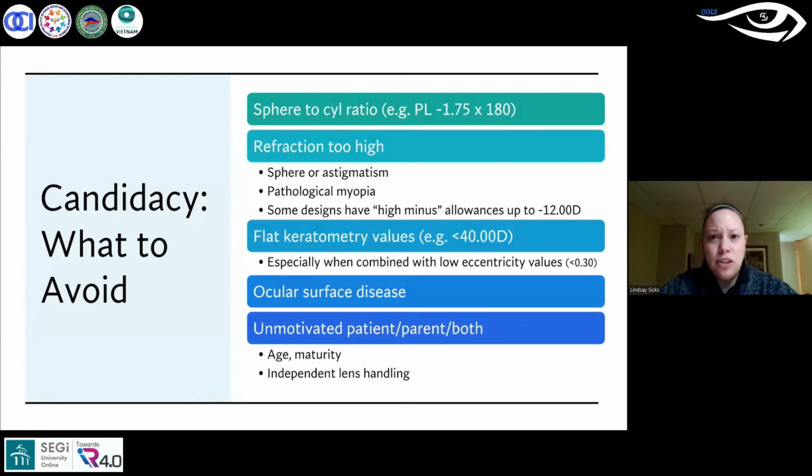And you can always look at the patient and, with the parent, decide, are they mature enough for this modality? And some of that hinges on the independence of lens handling. So you don't want the parent to feel like it's a chore that they're putting the lenses on and off every night. Although in younger patients, you may start there. And eventually, as your patient gets older, they may be able to be more independent in their lens handling.